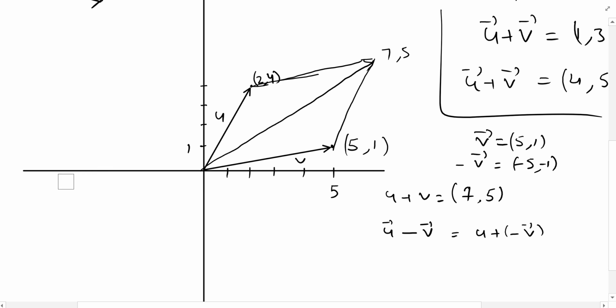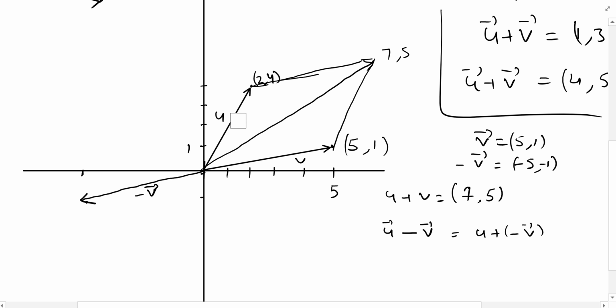Now negative 5 is going to be here, and negative 1 will be right there. So the negative of that is going to be exactly in the opposite direction. Well, but you understand, right? Slightly off. Right there. So minus v is that. Now we're adding minus v to u.